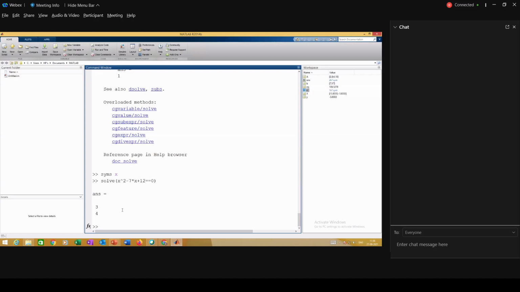So I was not remembering the syntax of solve. Then I went and took help from Matlab. So solve x square minus 7x plus 12 equal to 0. And then it's solved for x. Correct? So we can use solve.